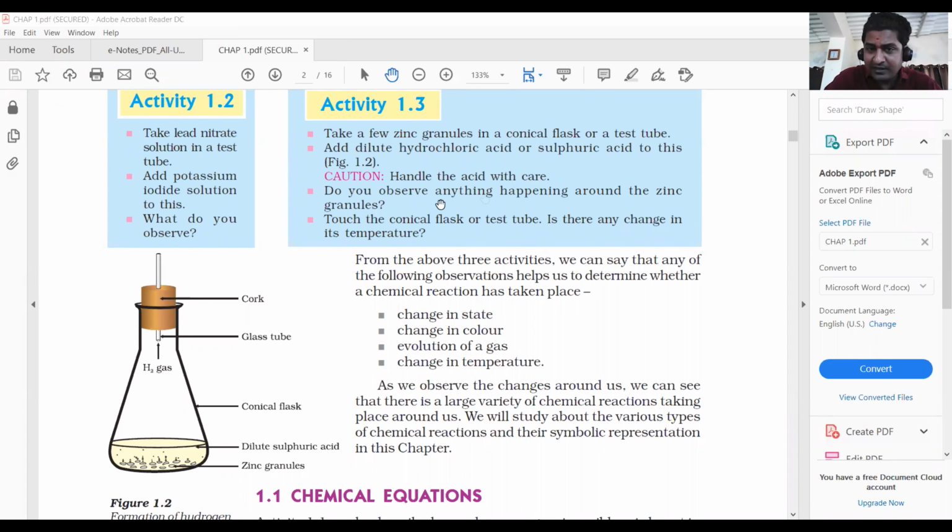Do you observe that anything happened around the zinc granules that touch the conical flask or the test tube? Is there any change in temperature? Yes, we observe many things on it.